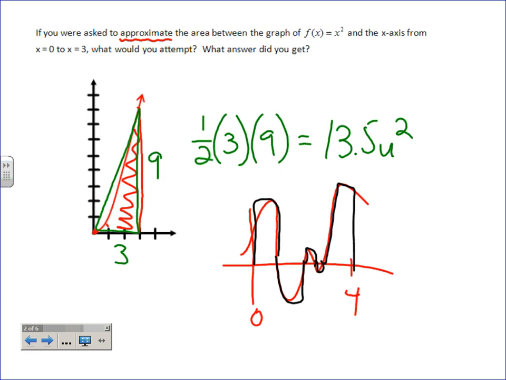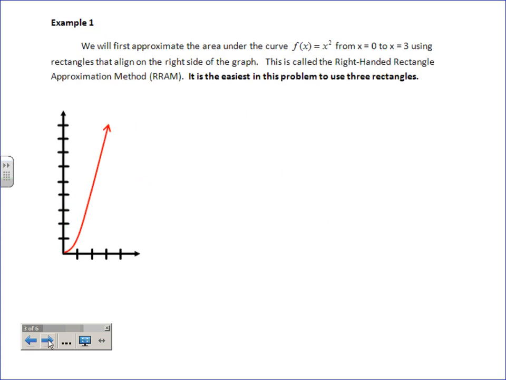Or one thing we have learned in calculus, what if I just find the limit of the area of those rectangles? That'll give us the actual answer. But I want you to see where the rectangles are coming from first. So we'll first approximate the area under y equals x squared from 0 to 3 using rectangles that align on the right side of the graph. These are called the right-handed rectangle approximation method, or I'll abbreviate it RRAM.